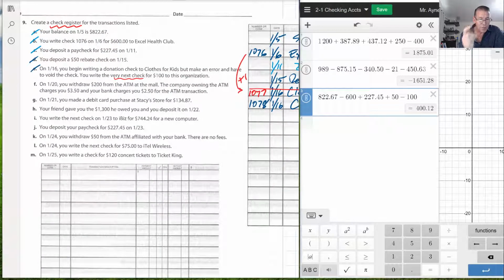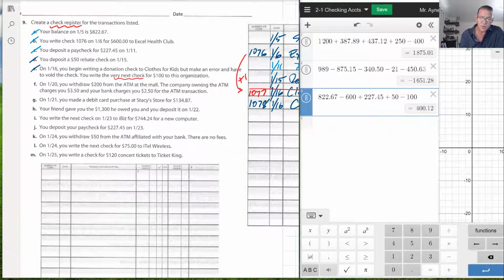Part F here. On 1/20, you withdraw $200 from the ATM in the mall. The company owning the ATM charges you $3.50, and your bank charges you $2.50 for the ATM transaction. So there's an ATM fee. $3.50 and $2.50 is $6. So you're going to be assessed a $6 fee on top of your withdrawal of $200 at the mall.